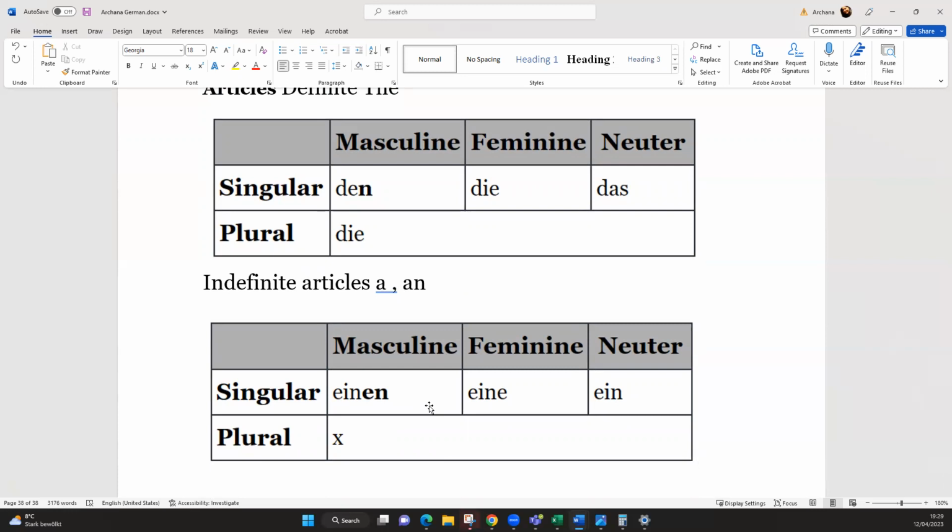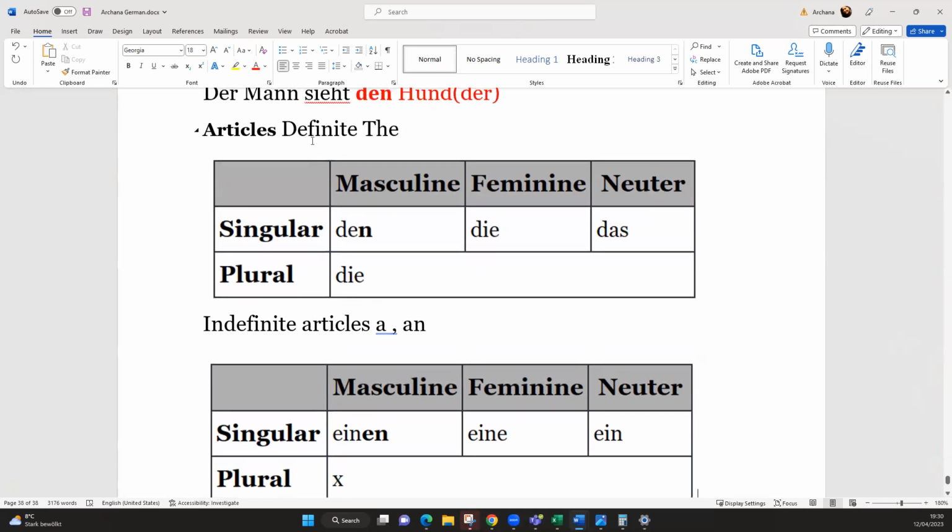Now this one is very easy, because always remember that the feminine form always ends with e. Even in the definite article above, the feminine form die ends with e. It's easy to remember: feminine, e. In the same way, the indefinite article for feminine is e-i-n-e, ending with e. So neutral is ein, and masculine is einen. And of course, for the indefinite article in the plural, there is nothing. So I think you have understood articles in the accusative case, indefinite articles.